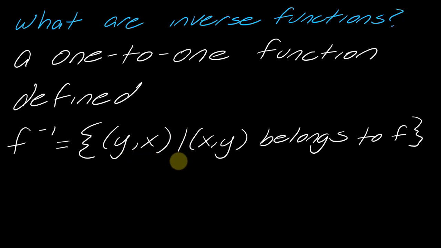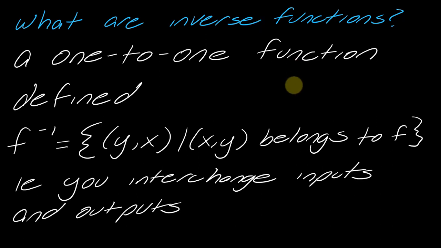y, x, this bar means such that, x, y belongs to f. So what does this actually mean? Well, what this means is that you basically are interchanging the inputs and the outputs. So if you had a function f and it had the point (x, y), then the inverse has the point (y, x). You can just flip all the points.